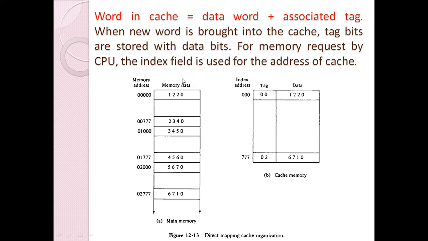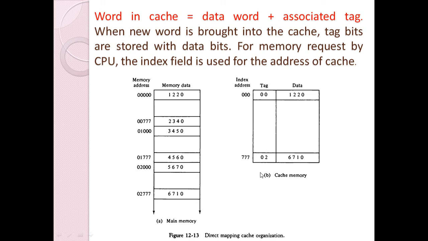So the data of main memory is 12 bits, and these tag bits are 6 bits. That 6 bits is also stored as the data part. So this tag plus the data total becomes 6 bits plus 12 bits, that is 18 bits. I hope you are getting that.